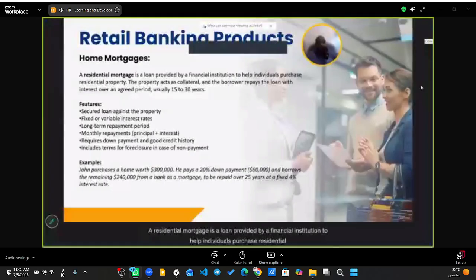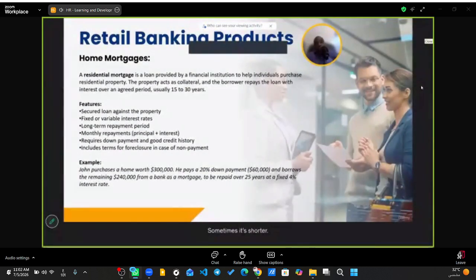A residential mortgage is a loan provided by a financial institution to help individuals purchase residential property. The property acts as collateral, and the borrower pays the loan with interest over an agreed period, usually between 15 to 30 years.